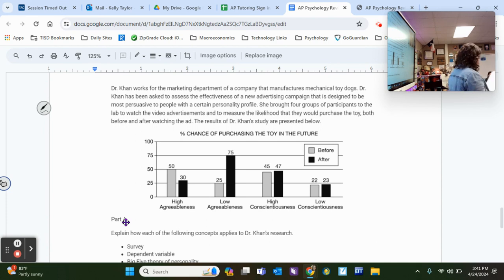Survey. So it's like the chance of purchasing after watching the ad. And then Big Five theory. I forgot what each one was. It's openness, conscientiousness, extroversion, introversion, agreeableness, and neuroticism. But I don't get how the high agreeableness group is less likely. I thought they were gonna agree. They're more likely to agree initially, maybe after it doesn't meet their expectations.